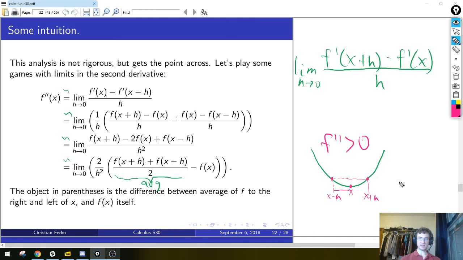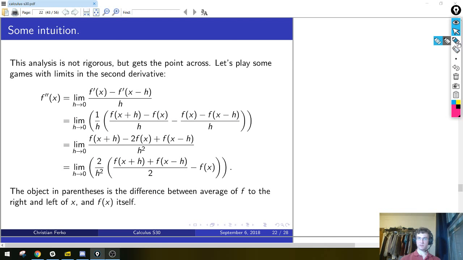That's the idea. Same thing if it's upside down. If it's a cap, then the difference between the average and the function value itself is negative. So this is the sketchy reason why concavity comes from the second derivative, because the second derivative is measuring somehow a local difference between the average value of the function and the function's value itself.